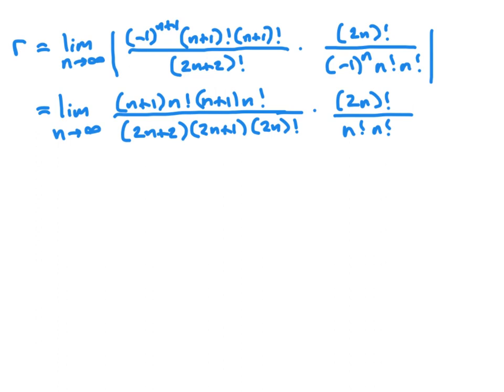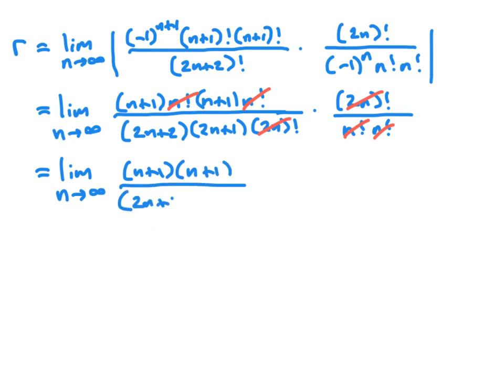And now we have lots of cancellations. In fact, all of the factorial terms cancel out completely. We have an n factorial in the numerator and 1 in the denominator. We have another n factorial in the numerator and another in the denominator. And we have a 2n factorial in both numerator and denominator. And all of those factorial terms cancel out. And what we're left with is the limit as n goes to infinity of (n+1) times (n+1) over (2n+2) times (2n+1). And so we have to compute the limit of this rational function here.